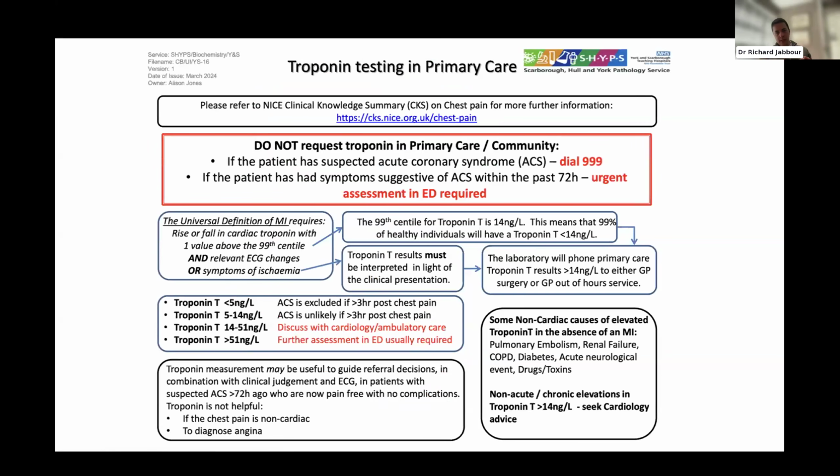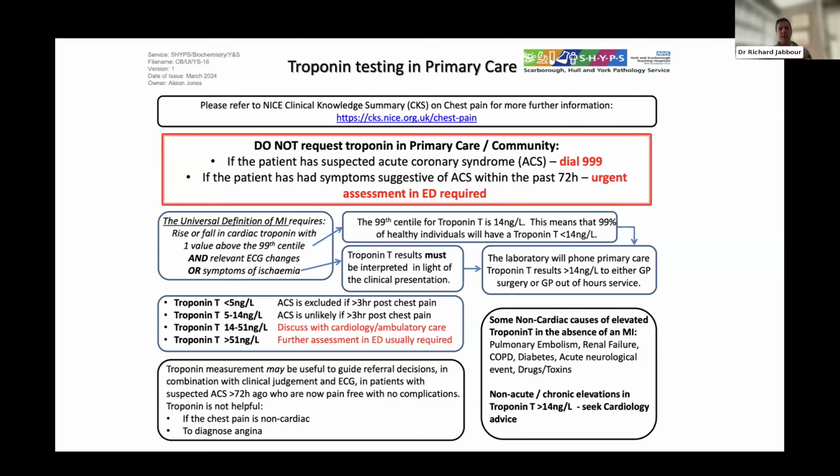So in terms of NHS guidelines, this is from the York ICB. It nicely follows NICE guidelines and essentially says, do not request troponins in primary care or the community if the patient has a suspected acute coronary syndrome. That's a direct emergency referral. If it's within 72 hours, again, direct referral. However, if it's after 72 hours, the patient is pain-free with no complications, you may use a troponin, and depending on the cutoff level, it could risk stratify how you manage this patient.